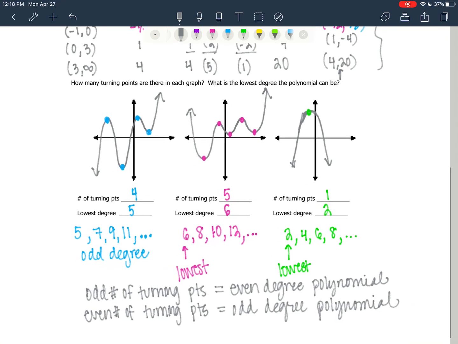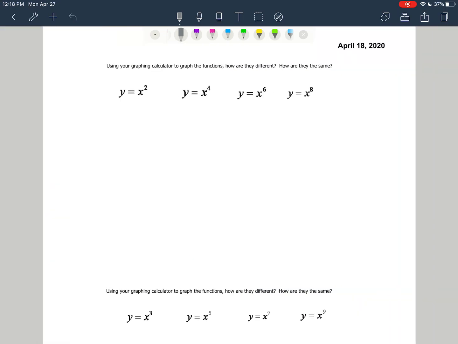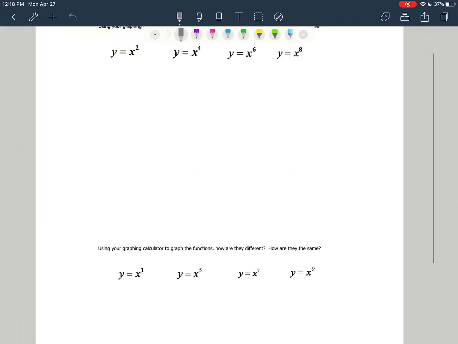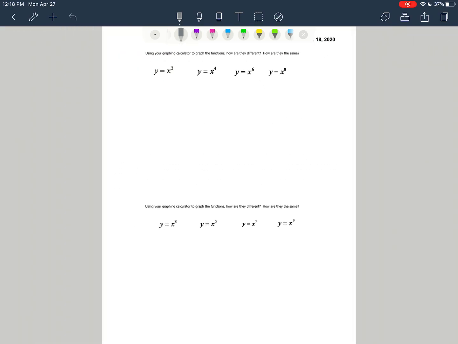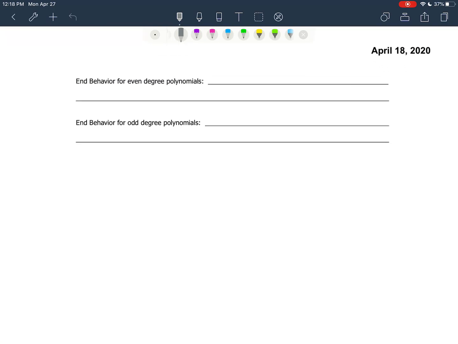In the next, we're going to make sure you have your graphing calculators out, because we're going to look at the graphs of x squared, x to the 4th, x to the 6th, x to the 8th. So we're going to look at these even degree polynomials. We're going to look at the odd degree polynomials, and we're going to compare them. The other thing that we're going to do is we're going to talk about that end behavior for polynomials. So we've talked about it. I've talked about it. I referred to it. Now I'm going to give you a formal definition of it, just in case you don't quite remember it or have a strong grasp.